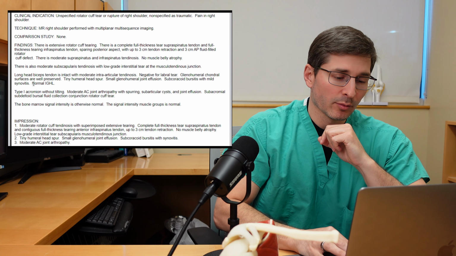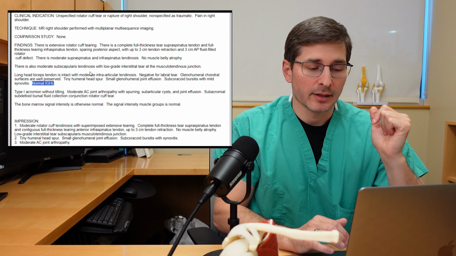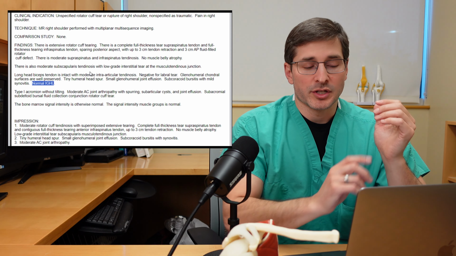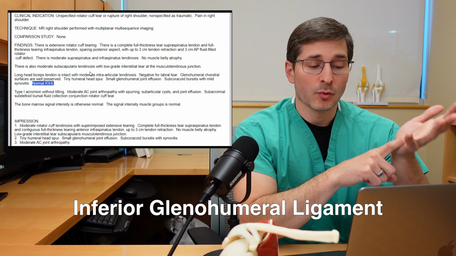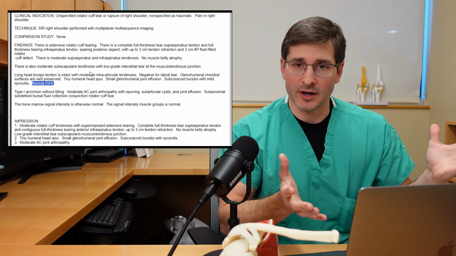And then finally, they report normal IGHL. What they're saying is that the IGHL, which stands for the inferior glenohumeral ligament, it's a stabilizing ligament in the shoulder. It looks fine.